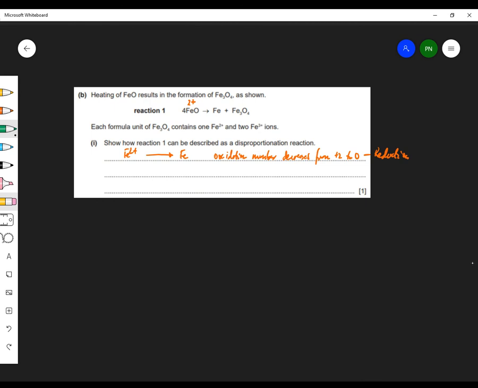Okay, and the other one, let's have a look at this. This is still 2 plus, and now this goes to 3 plus. So Fe2 plus goes to Fe3 plus. So now the oxidation number increases from +2 to +3. You need both of these things to get the mark.